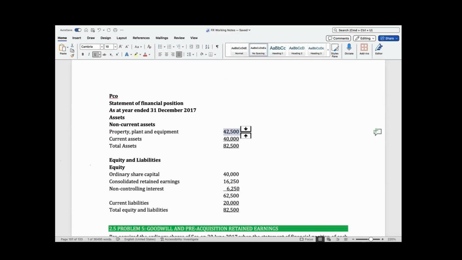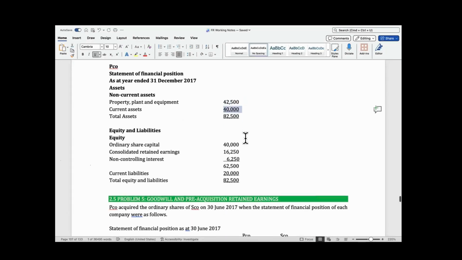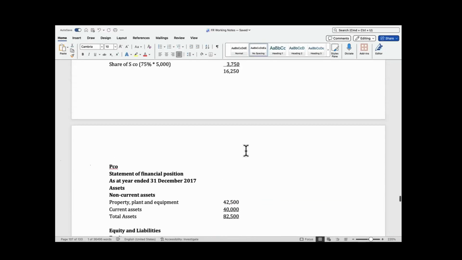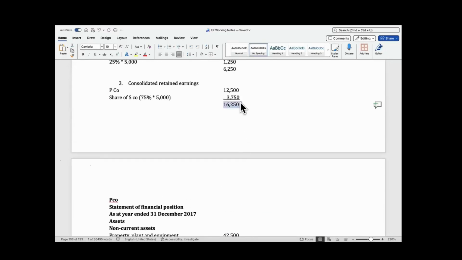So PPE, I added the parent and the subsidiary together. Current assets, same. Share capital, this is just the parent alone, because that of the subsidiary has been cancelled out. The balance is now NCI. Then retained earnings from my workings, 16,250. I already worked it out.